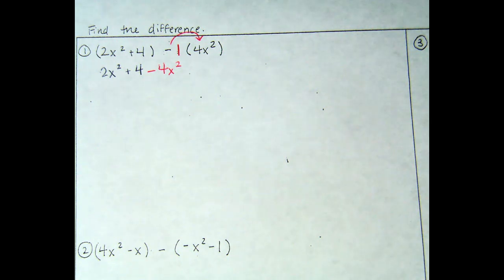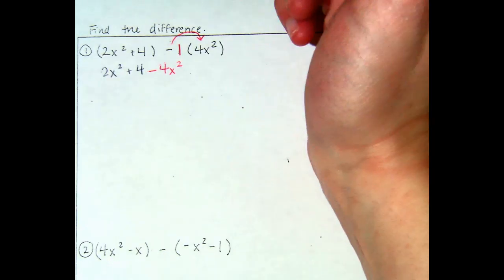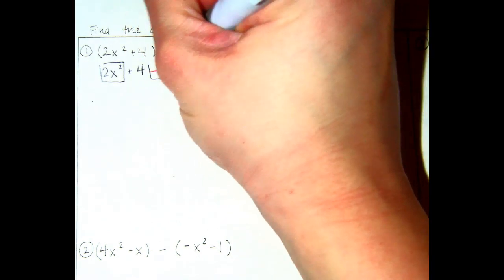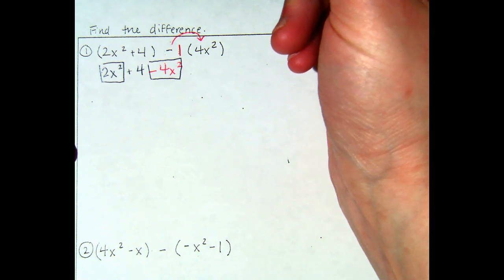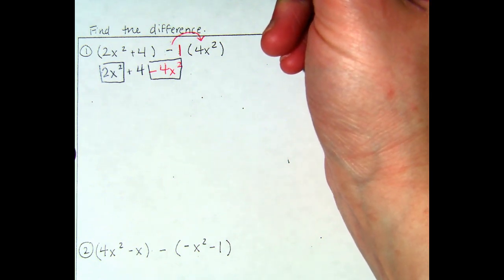Once you have changed the second set of parentheses, meaning you've distributed the negative 1, it is not any different than what we did last week. So what do I do now? Combine like terms. What like terms do I have? 2x squared and negative 4x squared. What is 2x squared minus 4x squared? Negative 2, and remember I don't change x squared.